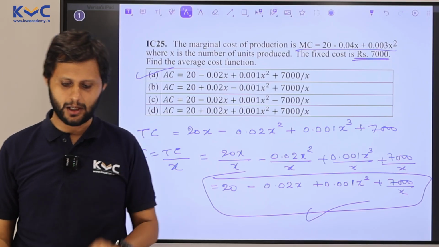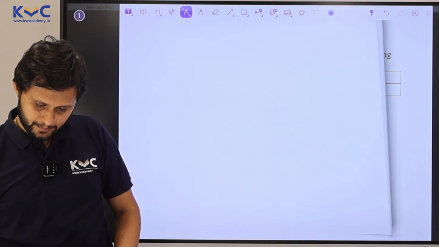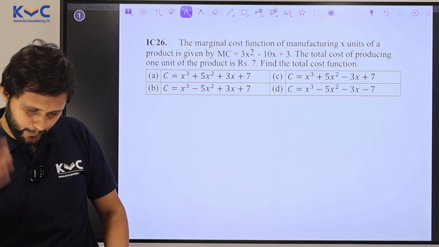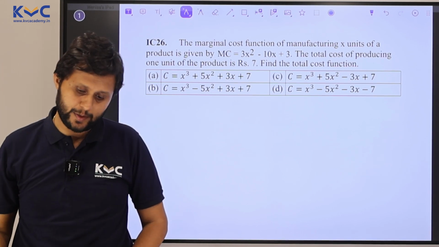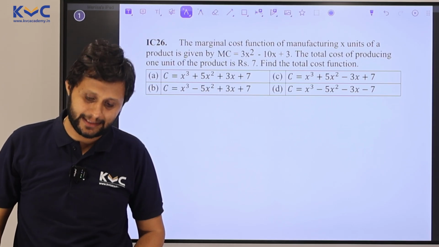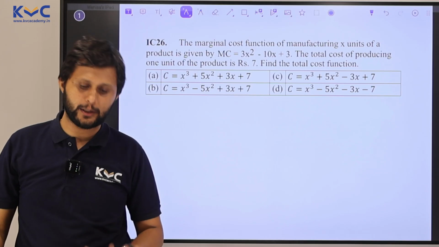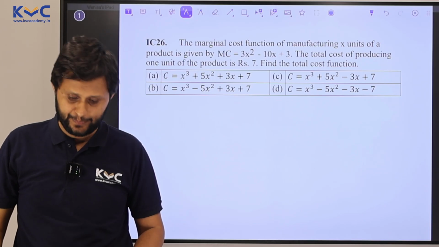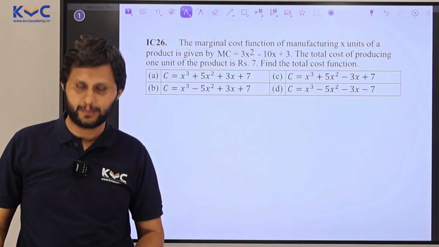Nothing to do with the integration now. Moving on. Is it the same question? No, not the same question this time. Marginal cost function is given. MC is equal to 3x square minus 10x plus 3. The total cost of producing 1 unit of the product is rupees 7. Find the total cost function.